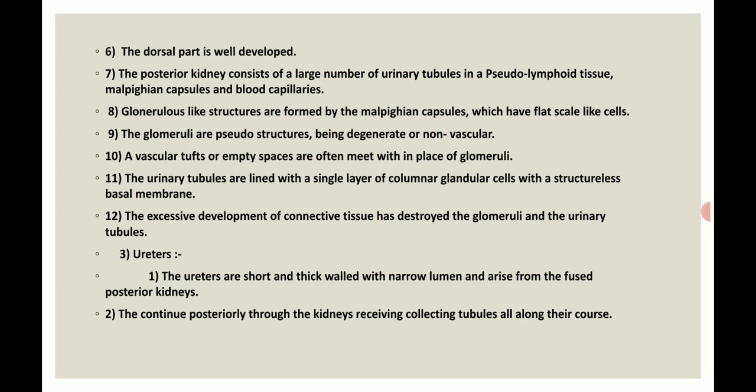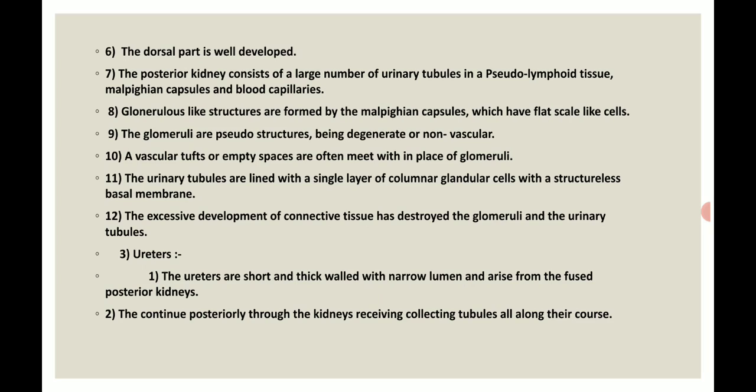The posterior kidney consists of a large number of urinary tubules in pseudolymphoid tissue, Malpighian capsules and blood capillaries. Glomerulus-like structures are formed by the Malpighian capsules, which have flat, scale-like cells. The glomeruli are pseudostructures, being degenerate or non-vascular. These vascular tufts' empty spaces are often seen in place of a glomerular structure.